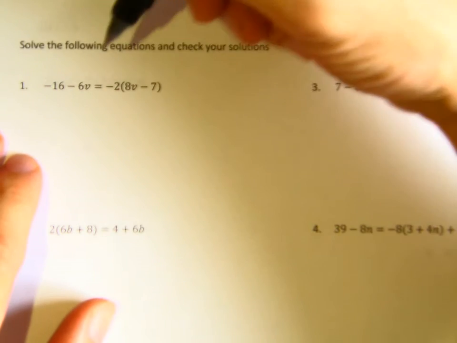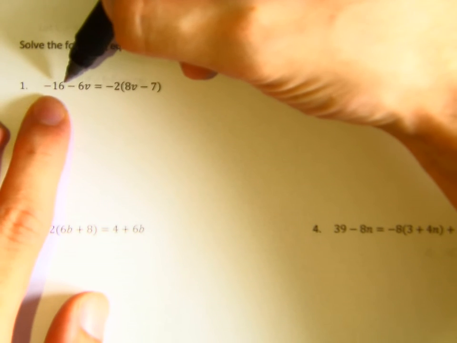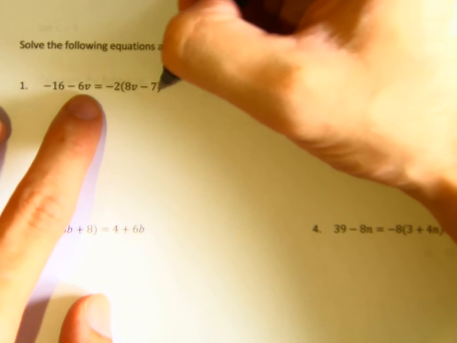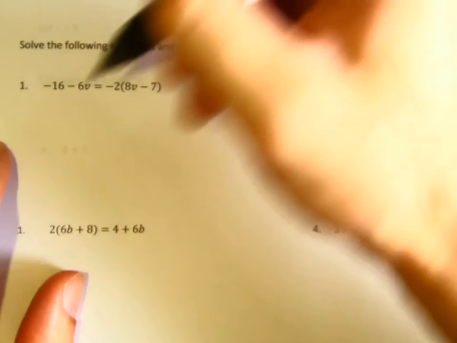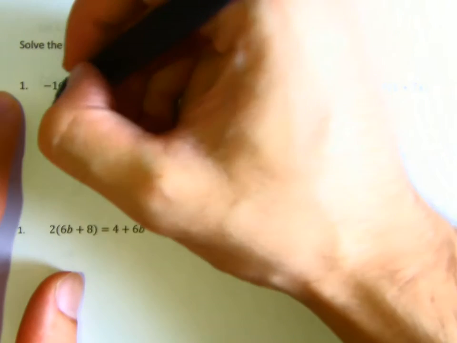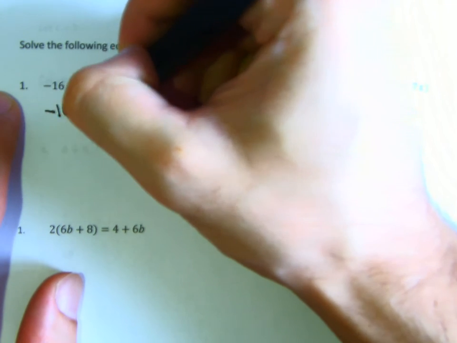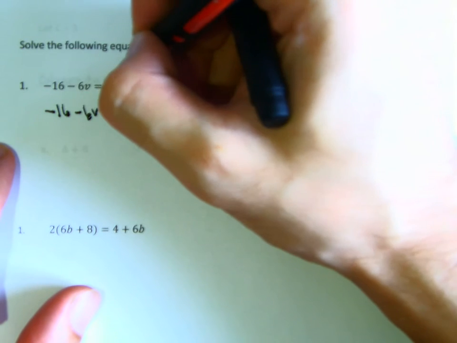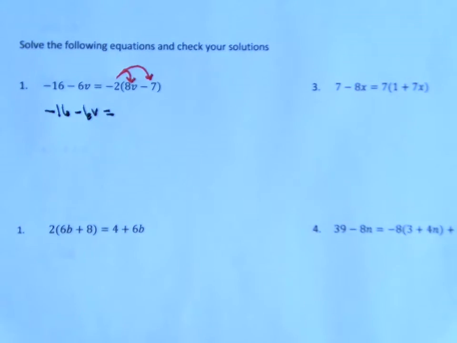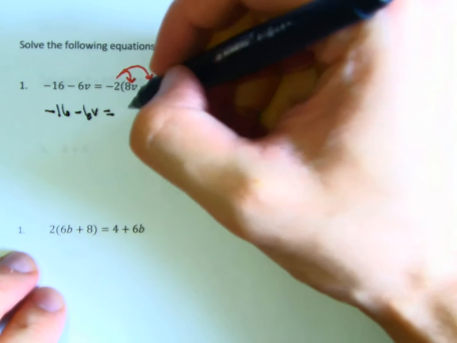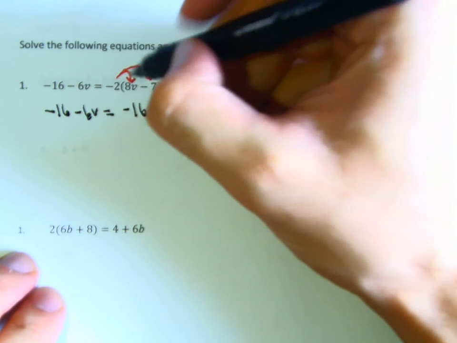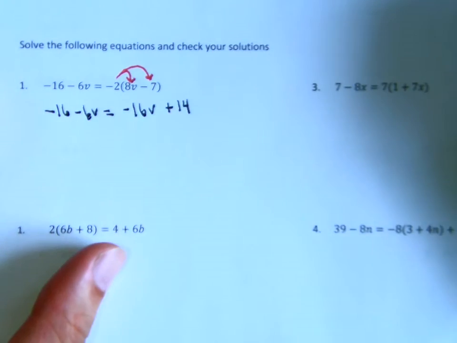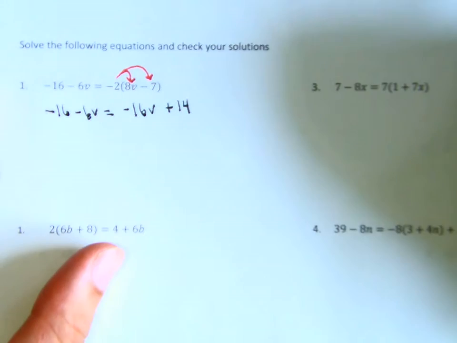Okay, so notice how we have negative 16 minus 6v is equal to negative 2 times this 8v minus 7. So can we do anything over here? No, we're just gonna leave it as it is. Okay, but what could you do over here? We could distribute this negative 2 to both of them. So notice, what is negative 2 times 8v? It's negative 16v. And what is negative 2 times negative 7? That's positive 14. Okay?